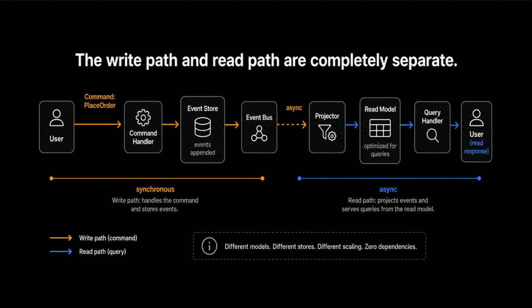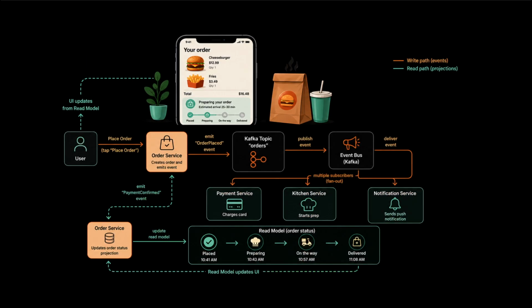Let me show you a real scenario. Imagine building a food delivery app with all three of these patterns. Let's make this concrete. So you're building a food delivery application. User taps order. Your order service emits an order placed event to a Kafka topic. And three subscribers wake up independently. Payment service charges the card and emits payment confirmed. Kitchen service starts a preparation. Notification service fires a push notification.